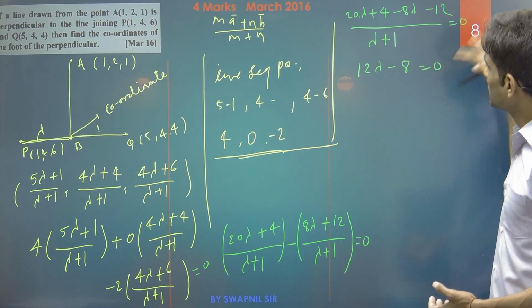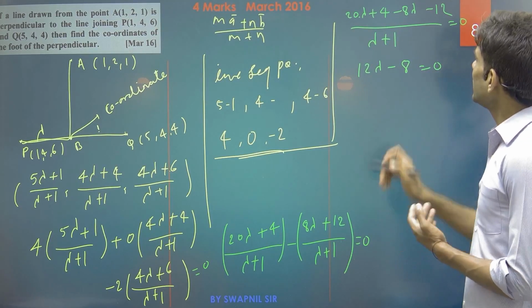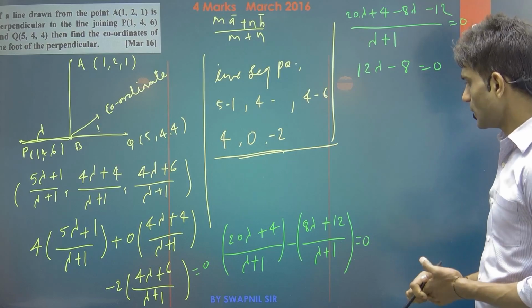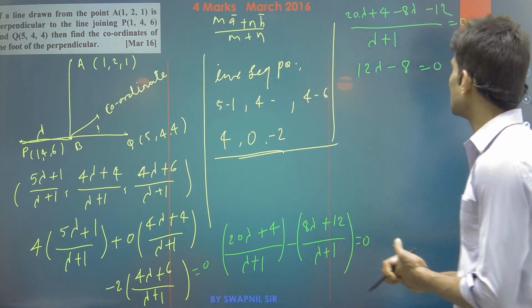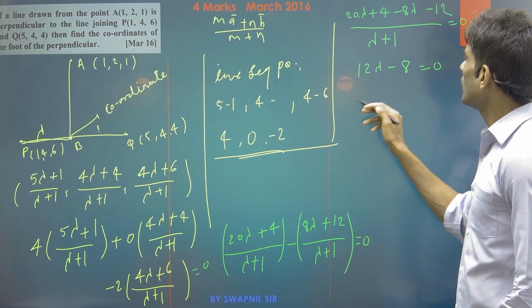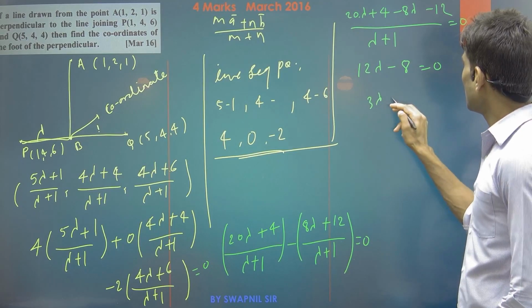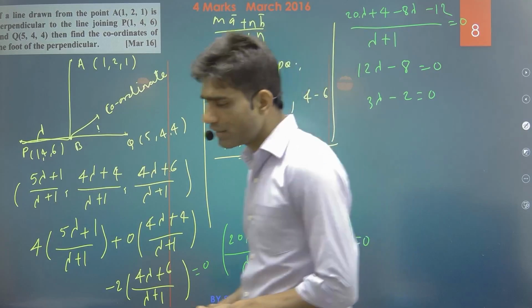Okay, so lambda plus 1, take it to the other side, it goes to obviously 0. Okay, so 20 lambda minus 8 lambda, which is 12, and 4 minus 12 gives us a minus 8 here. So what we do, take 4 common here: 3 lambda minus 2, which is equal to 0. Okay, so we get this value here.